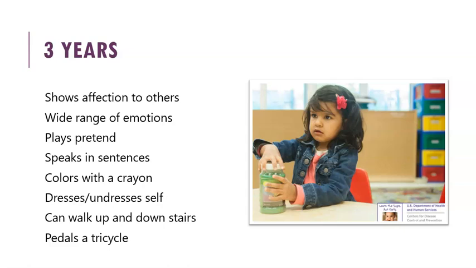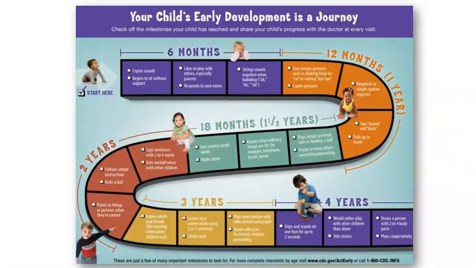They are also able to dress and undress themselves. They can walk up and down stairs. They can pedal a tricycle. And by this age, children should be interested in potty training if they're not already potty trained. So this chart that I put on this slide is just from the CDC. It's like a little journey that goes through childhood development and developmental milestones. You can look over it if you would like.